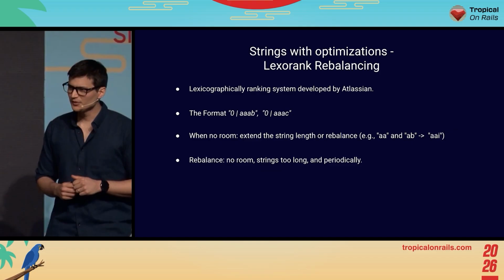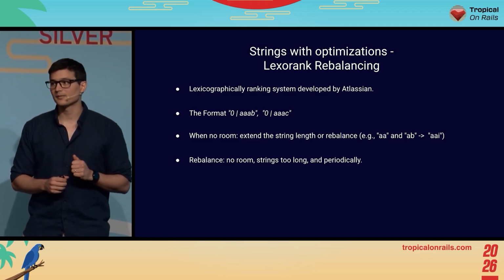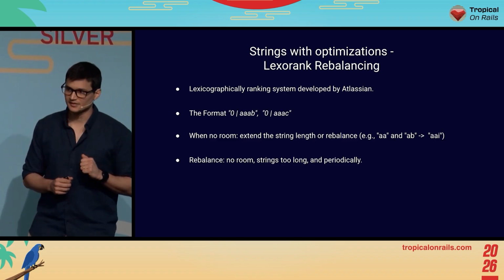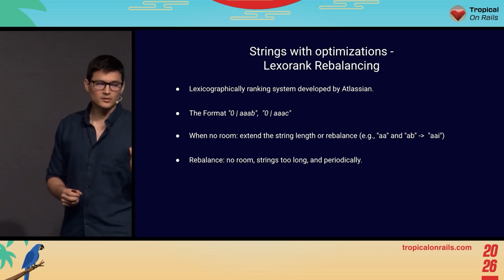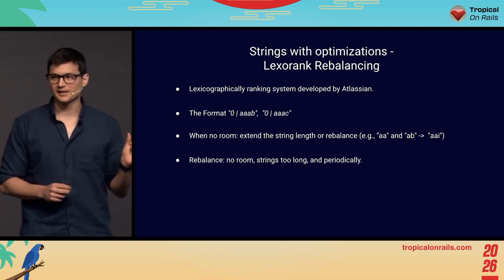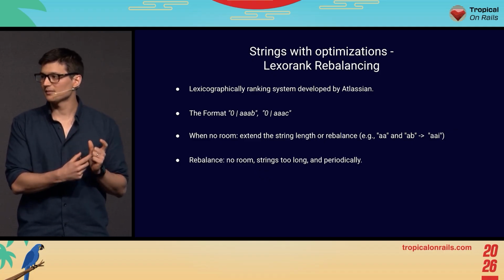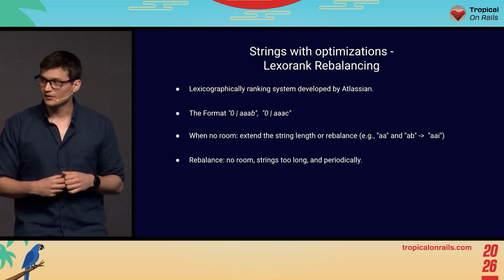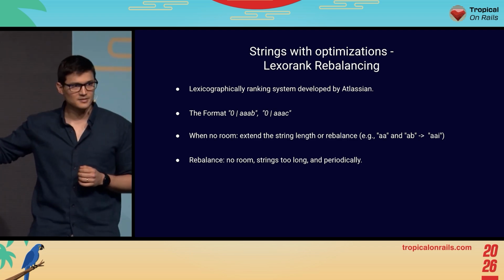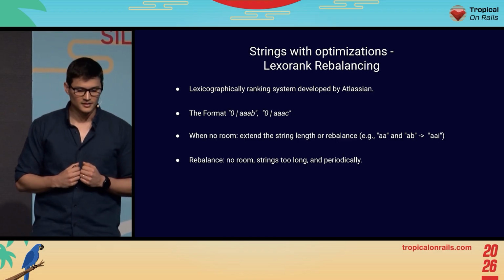First, we use LexoRank for rebalancing. LexoRank was implemented by Atlassian for the Jira ticket system. The format is: the first character is what we call the bucket. The bucket can be 0, 1, and 2. And the rest of the string is the element. For example, here we have 0 as a bucket and then AAC, and AAC is the element in the list.